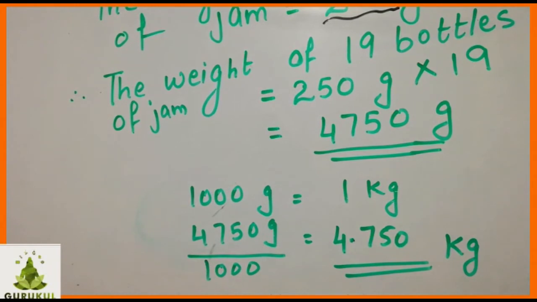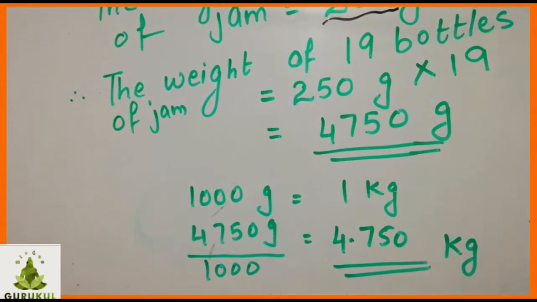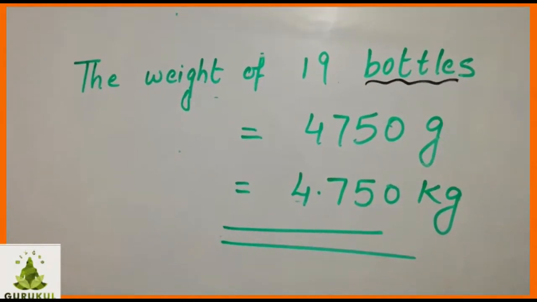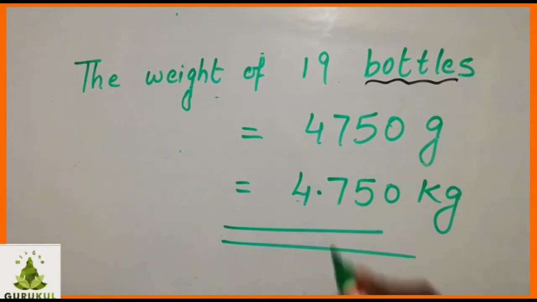Copy down this, and the last statement I will give you. So write the final statement. The weight of 19 bottles is equal to 4750 grams or 4.750 kilogram. So this way you have to complete this answer number 2.